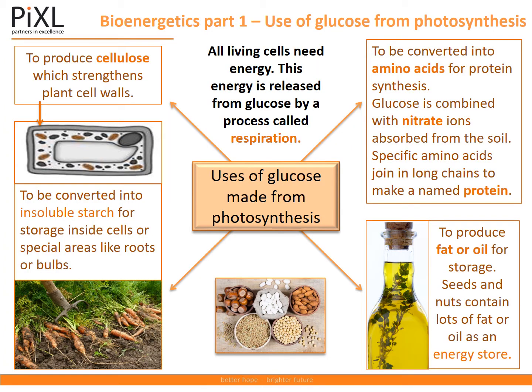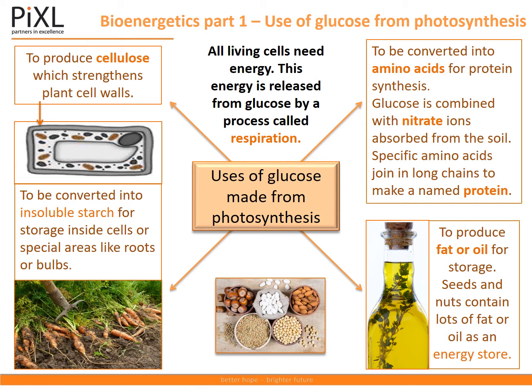Okay, so the next bit is we've made all this glucose from our photosynthesis reaction, and we need to know some of the ways in which glucose is used by the plants. Plants make glucose, but they need lots of different molecules, just like us. So they need proteins, they need fats and oils, they need storage molecules, they need cellulose for their cell walls, and they also use the glucose for respiration to get energy. So I'll go through the 5 main uses of glucose that we need to know about, and then you can add that to your notes.